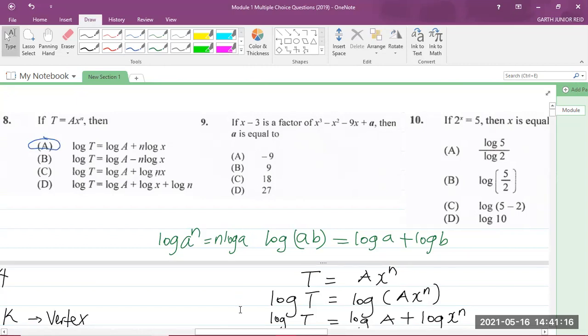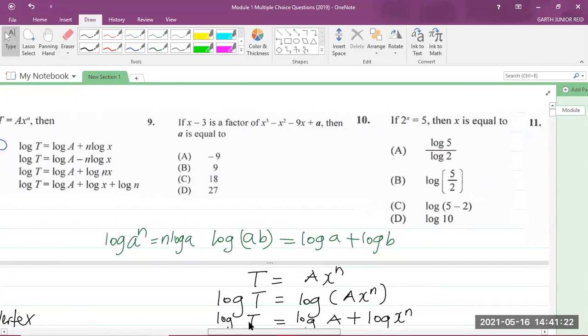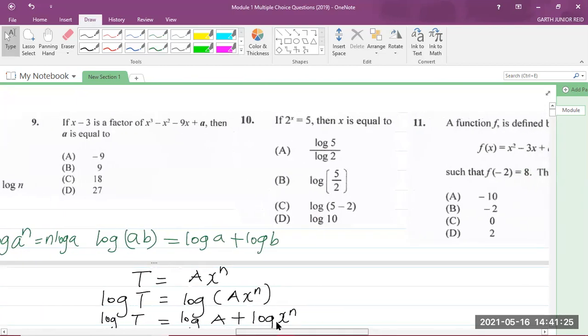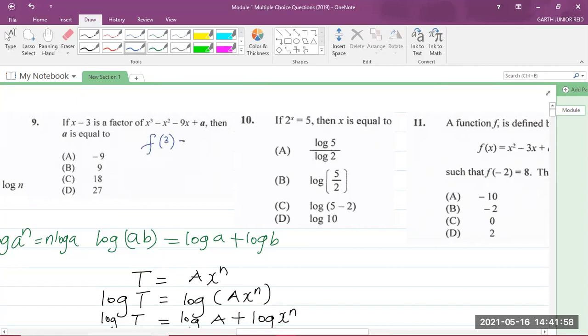Okay. Number 9 says if x minus 3 is a factor of x cubed minus x squared minus 9x plus a, then a is equal to what? Okay. So what they're saying is that this cubic polynomial here, all right, is divisible by x minus 3, right? When we say it is divisible or if it is a factor, it means that when I substitute 3 into this cubic polynomial here, I'm supposed to get 0. So f of 3 is equal to 0.